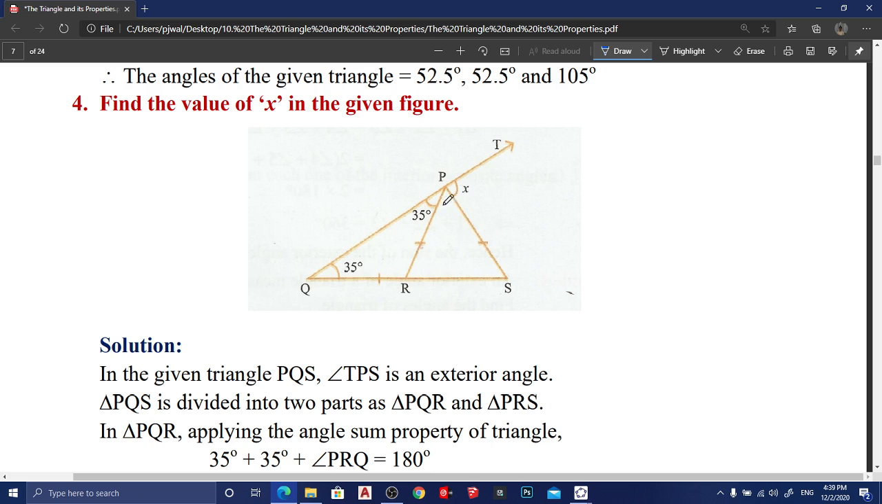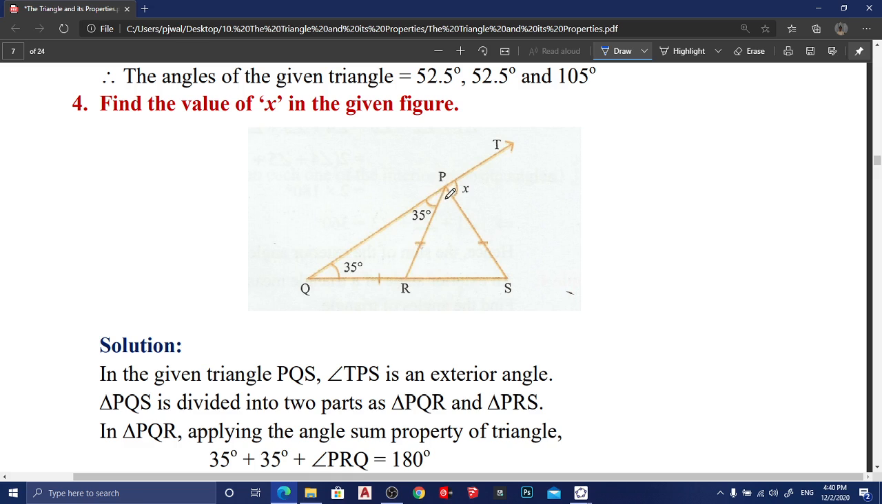So before going to that, observe here in the given triangle PQS. Angle TPS is the exterior angle, if you observe, because it is produced to the outer side externally. TPS, which is angle x, is the exterior angle. Now the triangle PQS is divided into two parts, which are triangle PQR and triangle PRS.